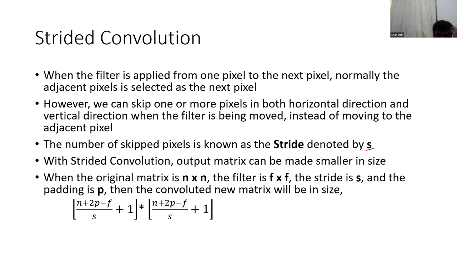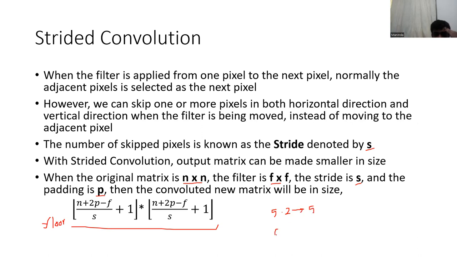So when you are applying the stride, the new matrix size is decided by this formula. If the original matrix size is n by n, the filter size is f, the stride is S, and the padding is p, then the convolved new matrix would be of size floor of (n plus 2p minus f) divided by S, plus 1. Take the floor value. Floor means if it is a floating point number, we take the lesser whole number. So if suppose it is 5.2, then we take the value 5.